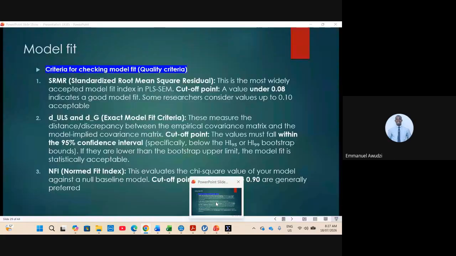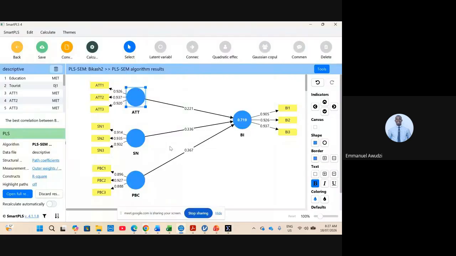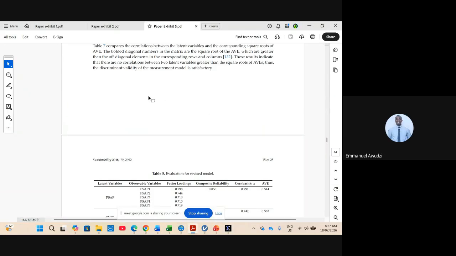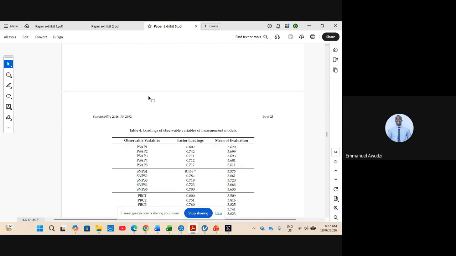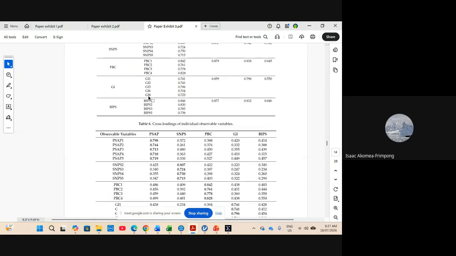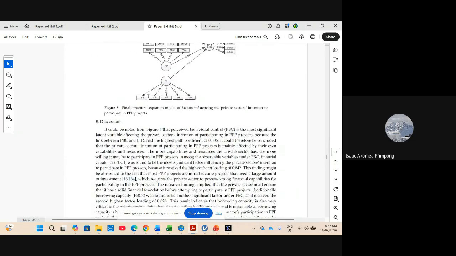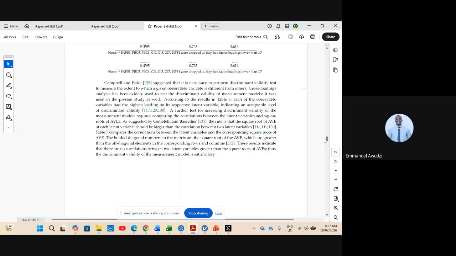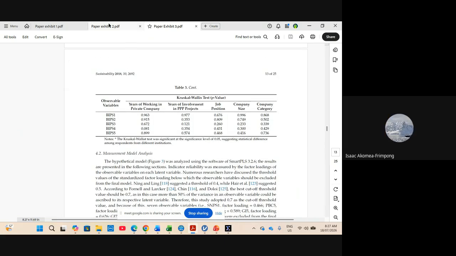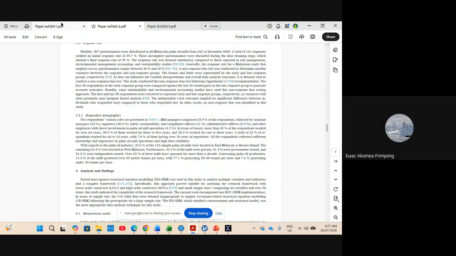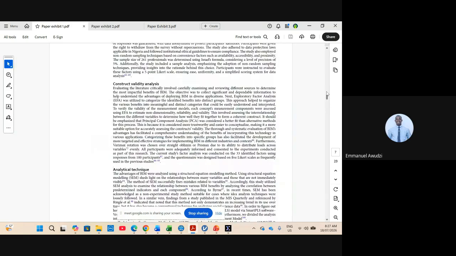See the sample paper that you showed us. If you go to the SEM diagram that they showed, the results. Not this one, another one. The first paper. Yes, the first paper. Good, this one.